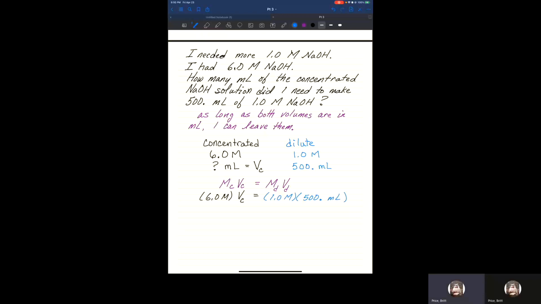Simple algebra now. Divide both sides by 6. The volume of concentrate that I need, 500 divided by 6, is 83.33 milliliters. So 83 milliliters.